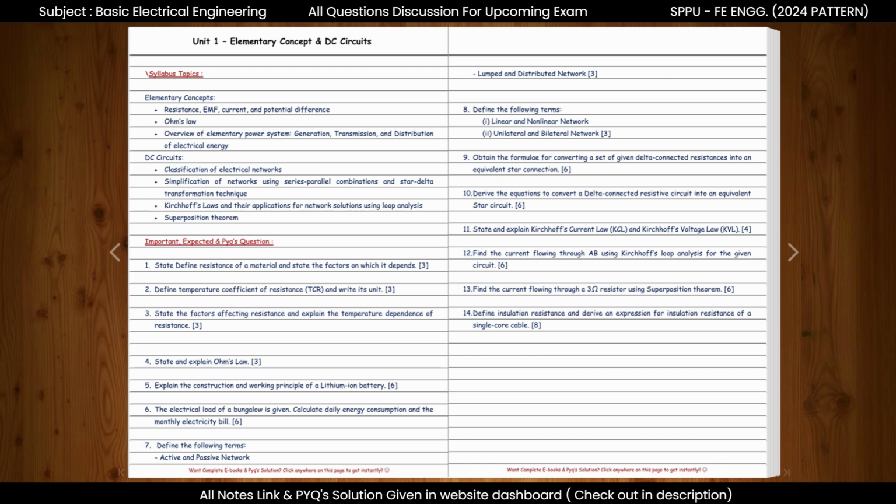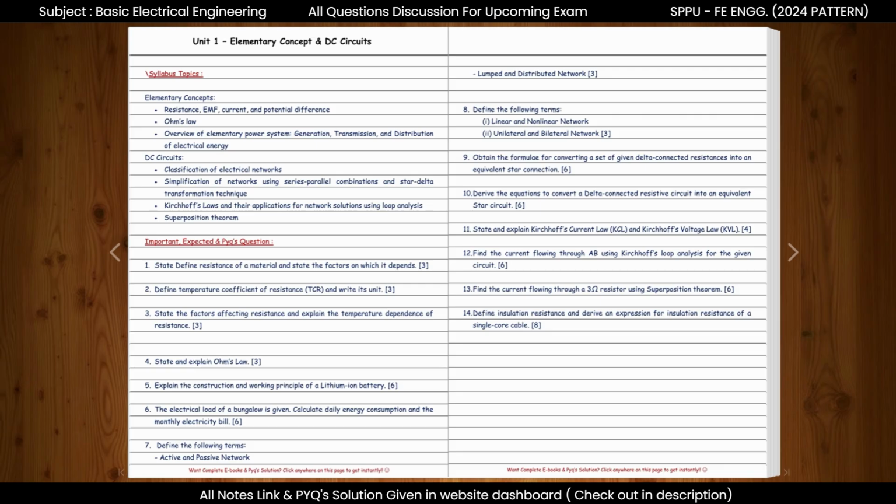Alright, let's move on to our next important topic, delta to star conversion. From this topic, we can expect questions such as, obtain the formulae for converting a set of given delta-connected resistances into an equivalent star connection. To convert a delta network to a star network, each star resistance is calculated by multiplying the two adjacent delta resistances and dividing by the sum of all three delta resistances.